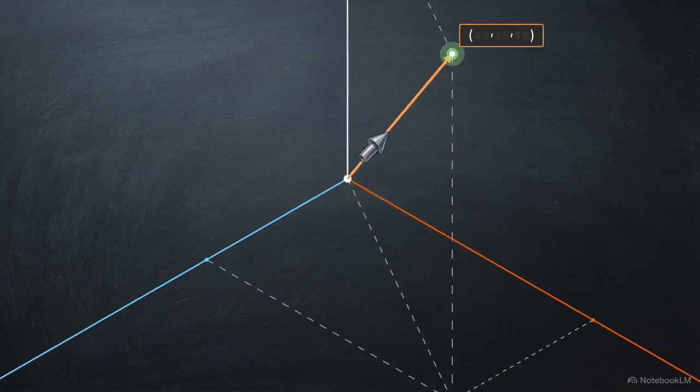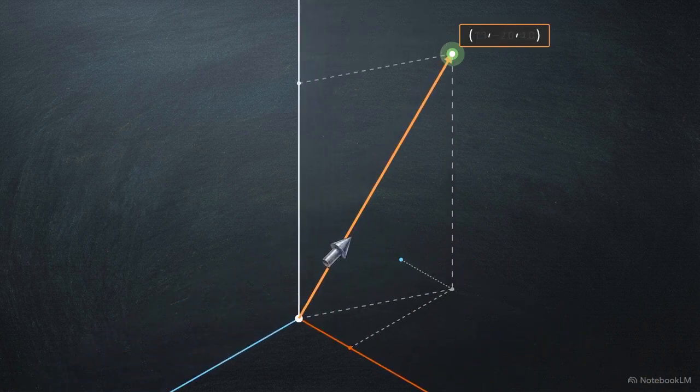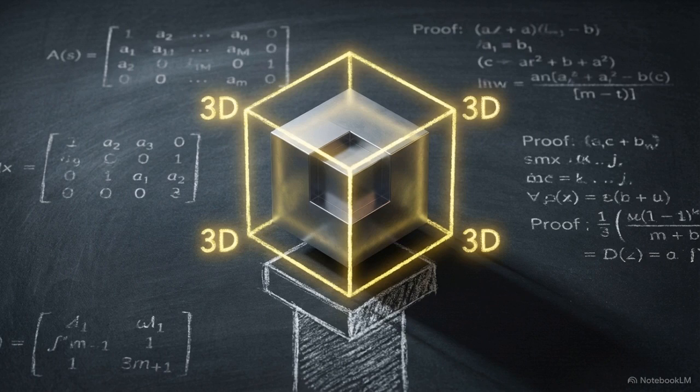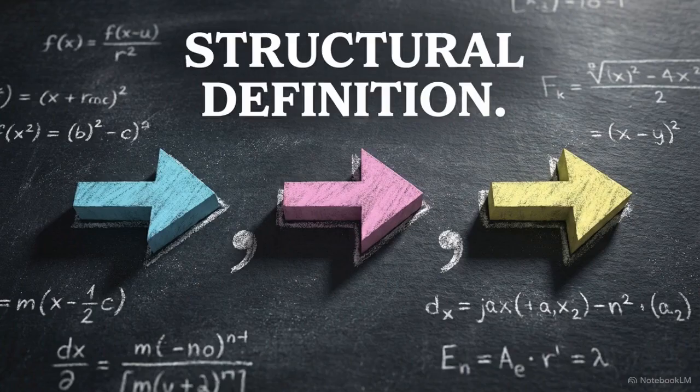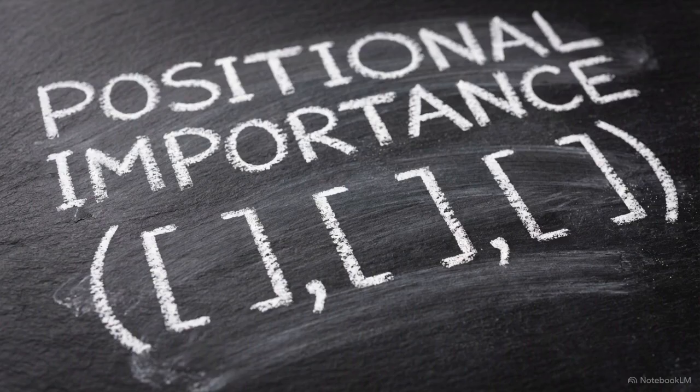The coordinates you assign to a vector are entirely relative to your chosen point of view, but the underlying geometric capacity of the space, the dimension, remains constant. We anchor abstract vector spaces using what Hoffman and Kunze define as an ordered basis. This is a finite sequence of vectors that is linearly independent and spans the entire space. The word ordered is mathematically vital.